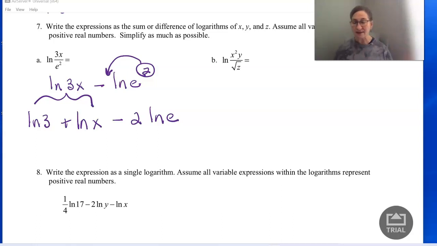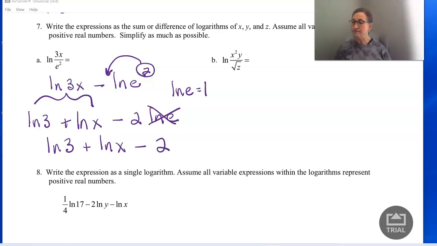Now, can I simplify any of this? Absolutely. The natural log of e is equal to 1. So this natural log of e would be the same as 2 times 1, which is just 2. So my final expansion will be natural log of 3 plus natural log x minus 2. Let's look at the next one.